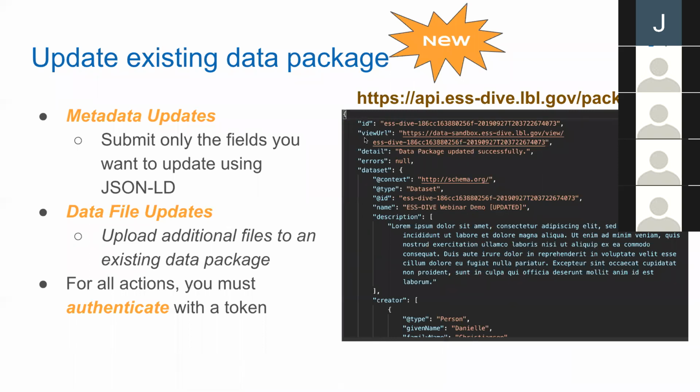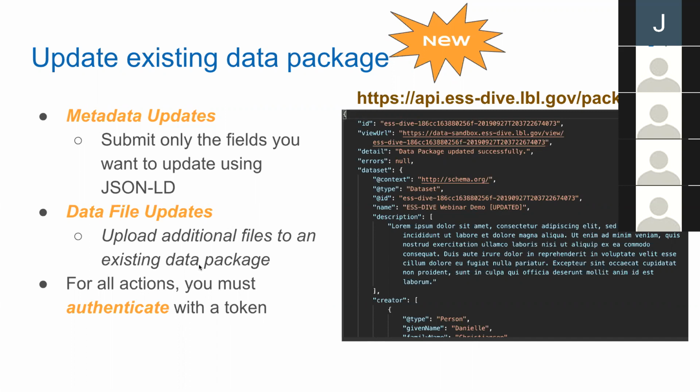So to update an existing data package, which is one of our new features, to update the metadata, you just need to submit the fields of the JSON LD that you need to update. So say you need to update your author information. All you need to do is submit just the author's fields. You don't need to rewrite your description. You don't need to resubmit your creator information. All you need to do is resubmit the authors, which makes it much easier and much less error prone, which is always good.